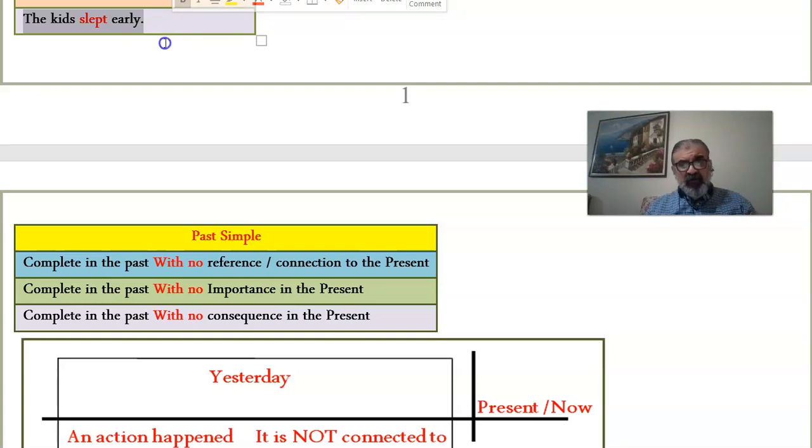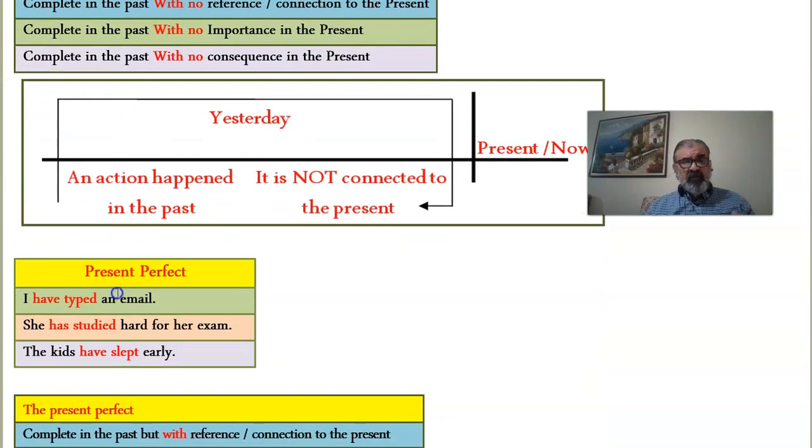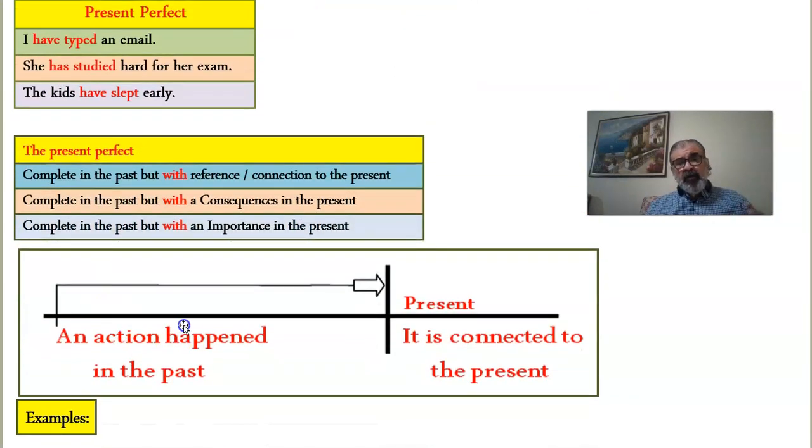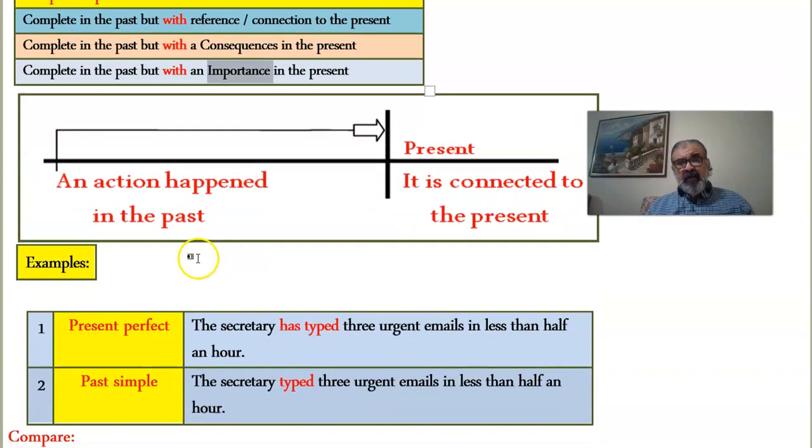They could be in the living room, in school, outside playing, but not in their room. Okay? Now if you look at the graph, it's an action which also happened in the past, completed in the past, but it has reference, connection to the present, consequence in the present, importance in the present.